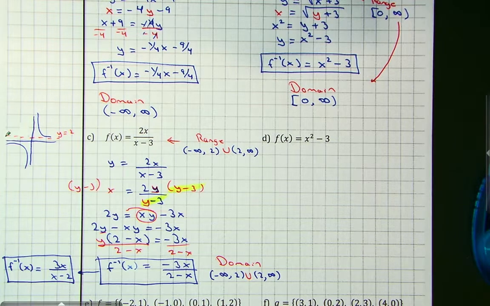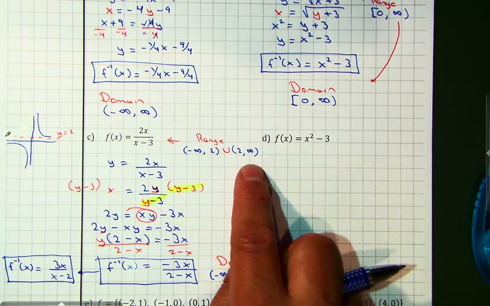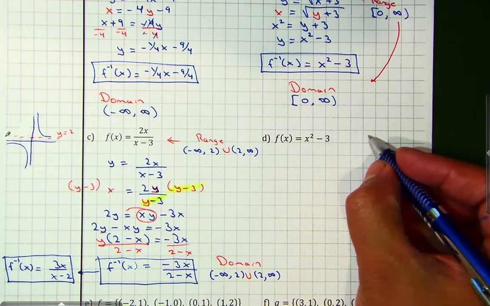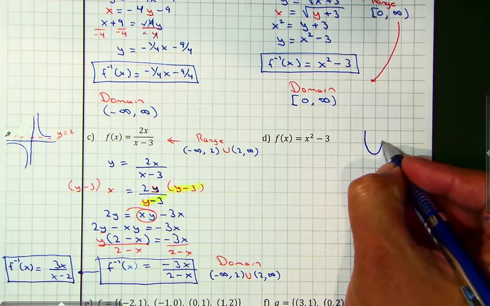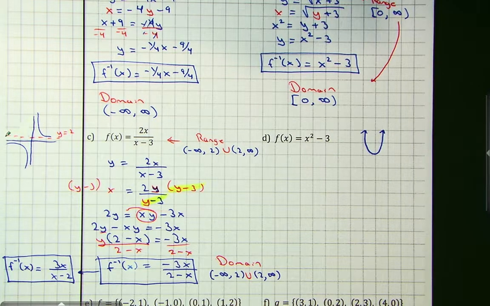So let's go to example number 3. What is the inverse? Now, you know the shape of this graph, right? The shape is a parabola facing up. So the question is, does it have an inverse? No. It does not have an inverse.